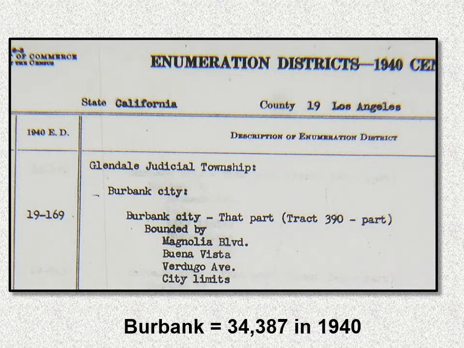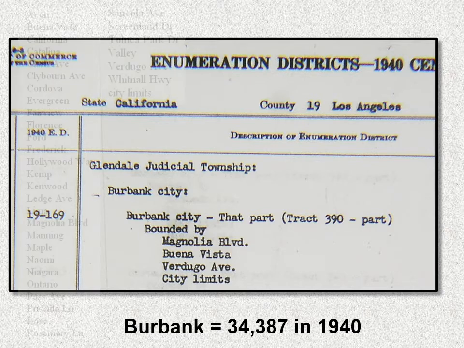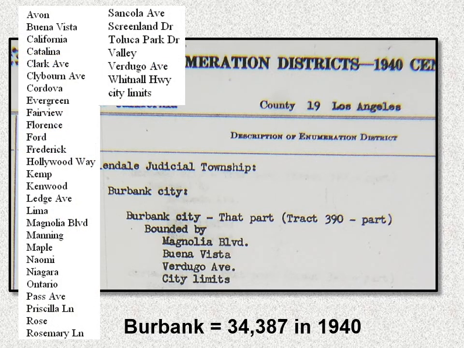But there's something important I want to emphasize here. These are boundary definitions. This is 1940 Burbank City. Again, we have northeast, south, and west boundaries, Magnolia being on the north. But those aren't all the streets that are in 1940 Burbank. In fact, there are lots of street names within it.